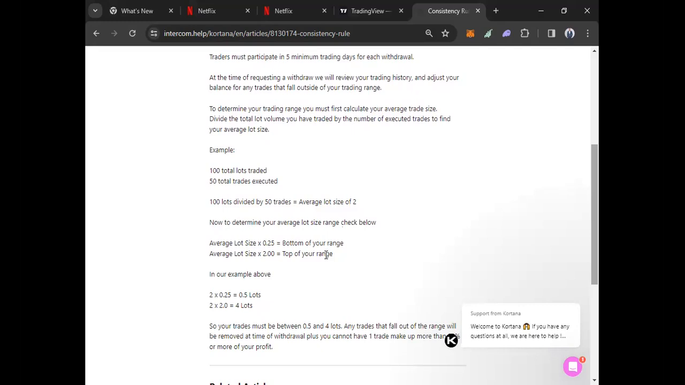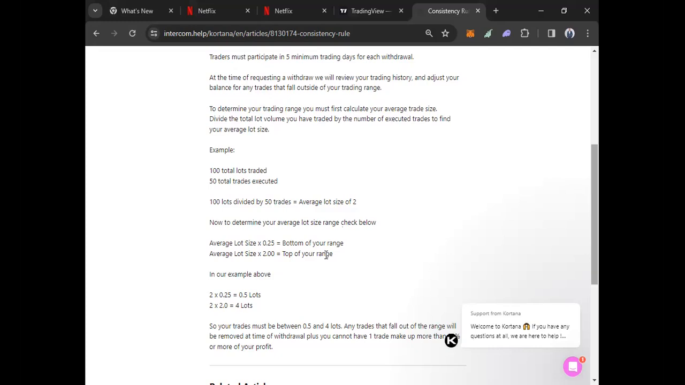This means that if you start placing trades on Kortana, for those who risk 1%, 1% of a $10,000 account is $100. And if you risk based on 20 pips per trade, that is 0.5 lot size. So the minimum trading range you can use, when you start with 0.5 in your trading, is when you reduce your risk to 0.25% per trade.